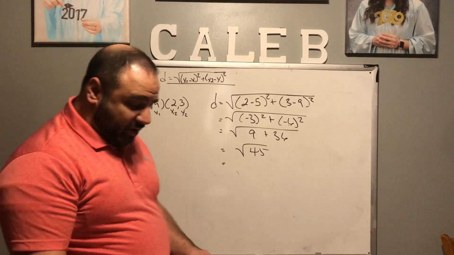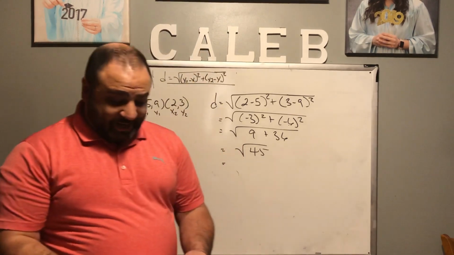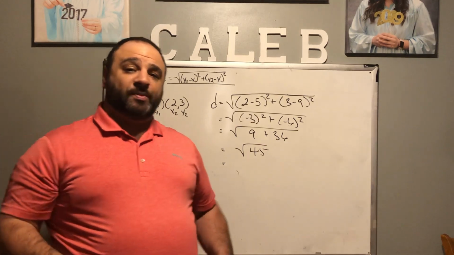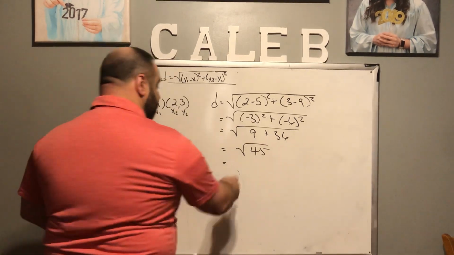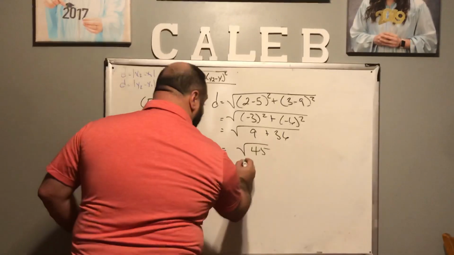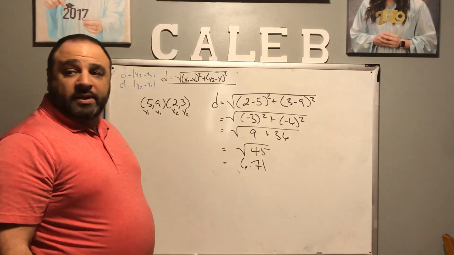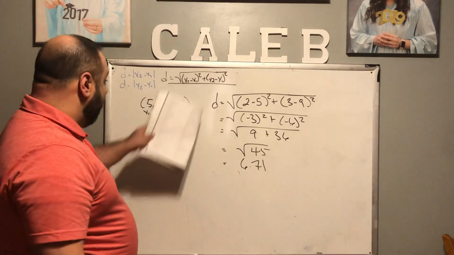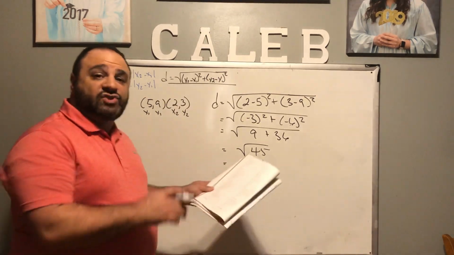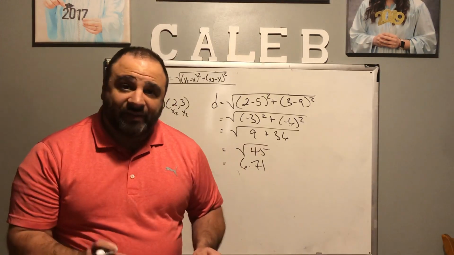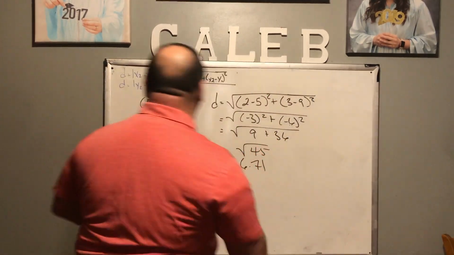Make sure we read our directions here. Our directions state that we're going to leave all of our answers to 2 decimal places, so round them off to 2 decimal places. So find the square root of 45, which you should get 6.71. This is just so basic. All we're doing is plugging in and chugging out the answer. So be careful with your calculator work.